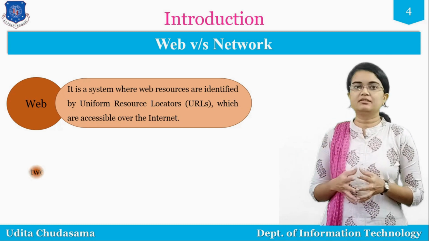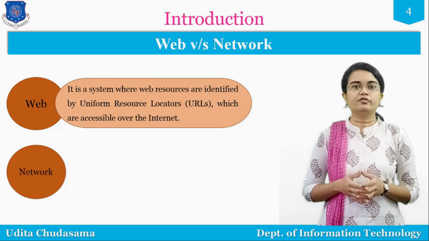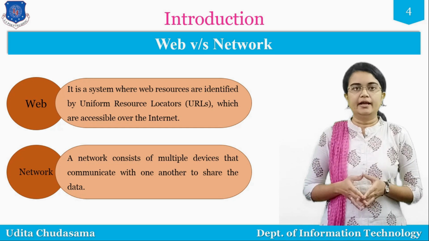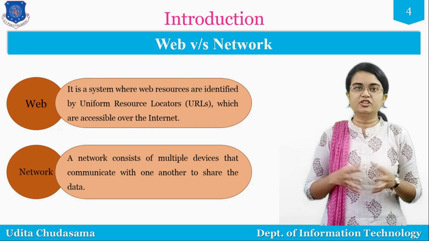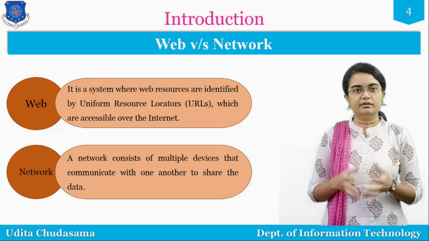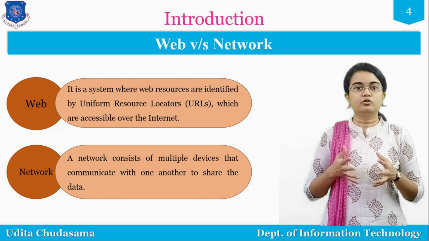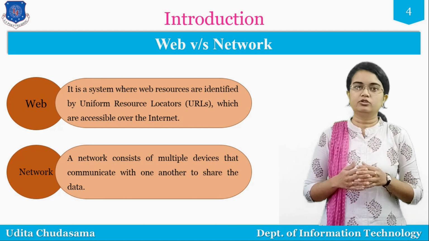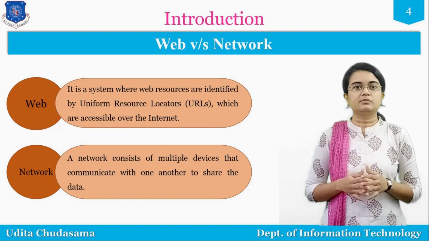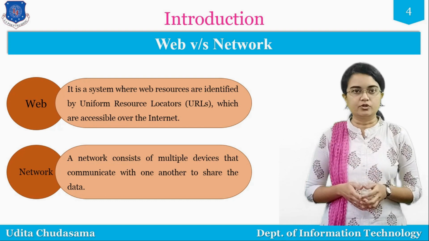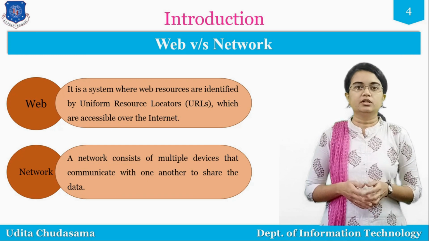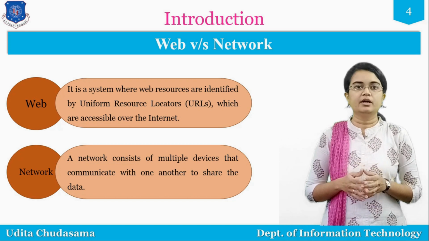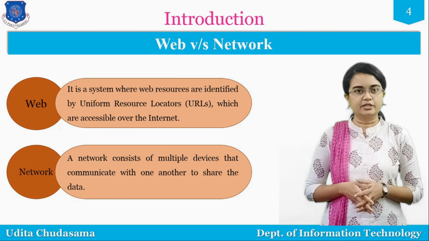Then the second term is the network. A network consists of multiple devices that communicate with one another to share data, and while using web as a resource, sharing the data is included in web and network. So by protecting these two, web and networks, we can achieve a very highly reliable environment for communication. That's why the subject is termed Web and Network Security, because we are going to learn about the security policies and security protocols which are used under web and network for achieving security.